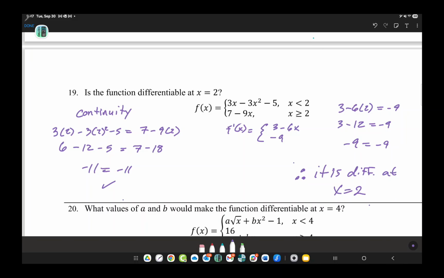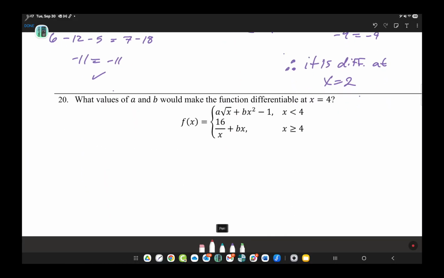Okay, pretty good. Okay. So, for number 20, same stuff. Continuity.